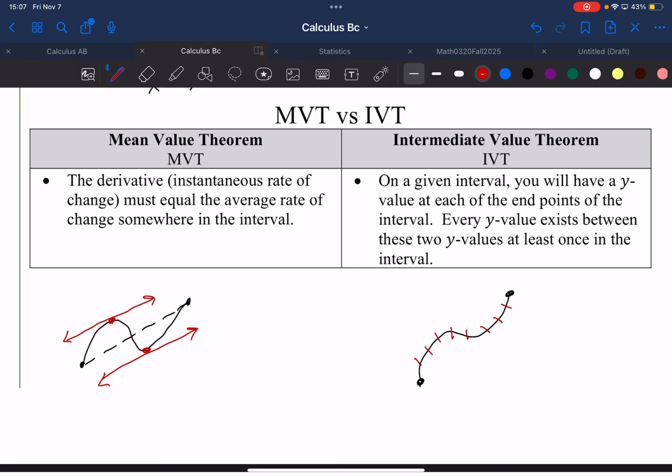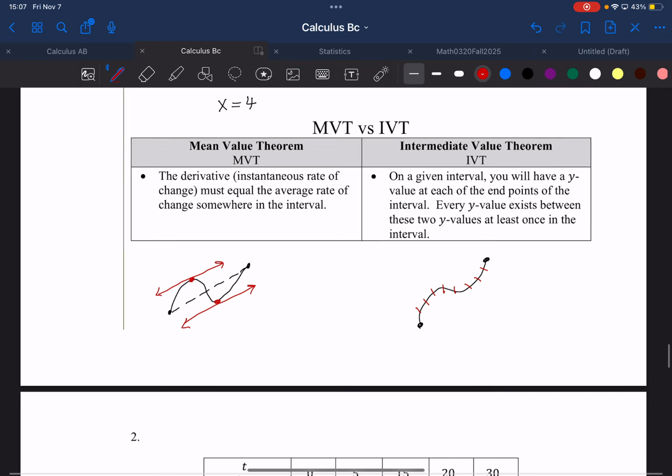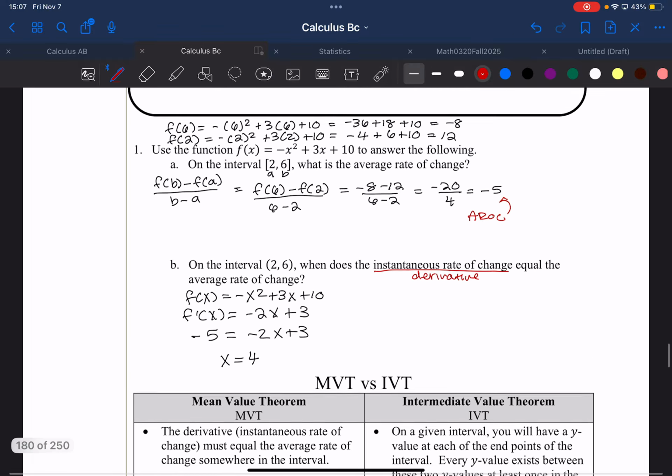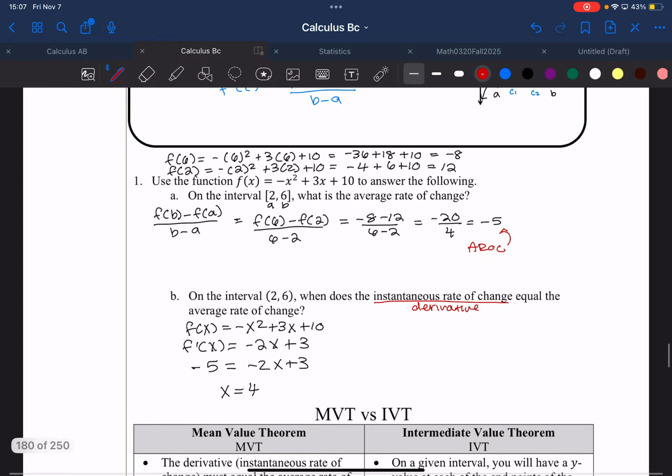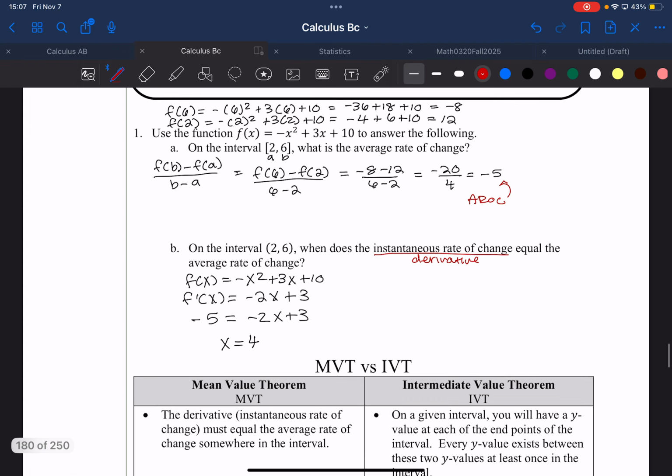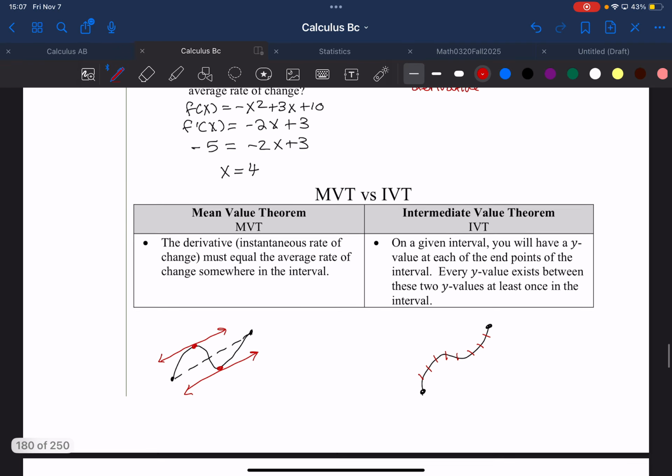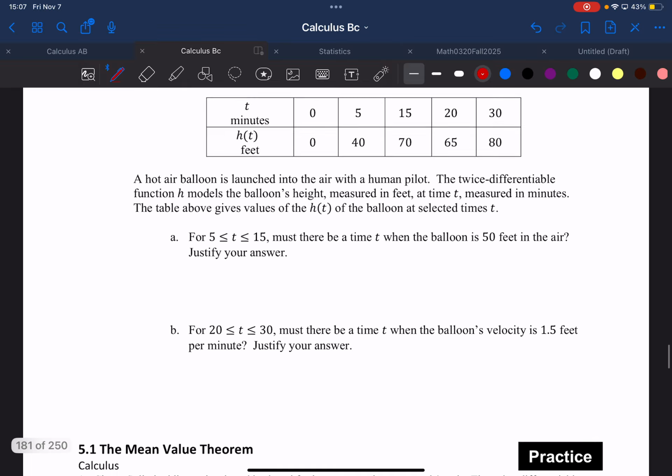One is talking about how our derivative has to be equal to the average rate of change somewhere on that interval, versus one is saying, okay, on that interval, on that function, there's going to exist some value between those two endpoints. Okay. So typically, you're not going to see problems that look like this. They're not going to say find the average rate of change, find the instantaneous rate of change. They're going to apply those to applications.